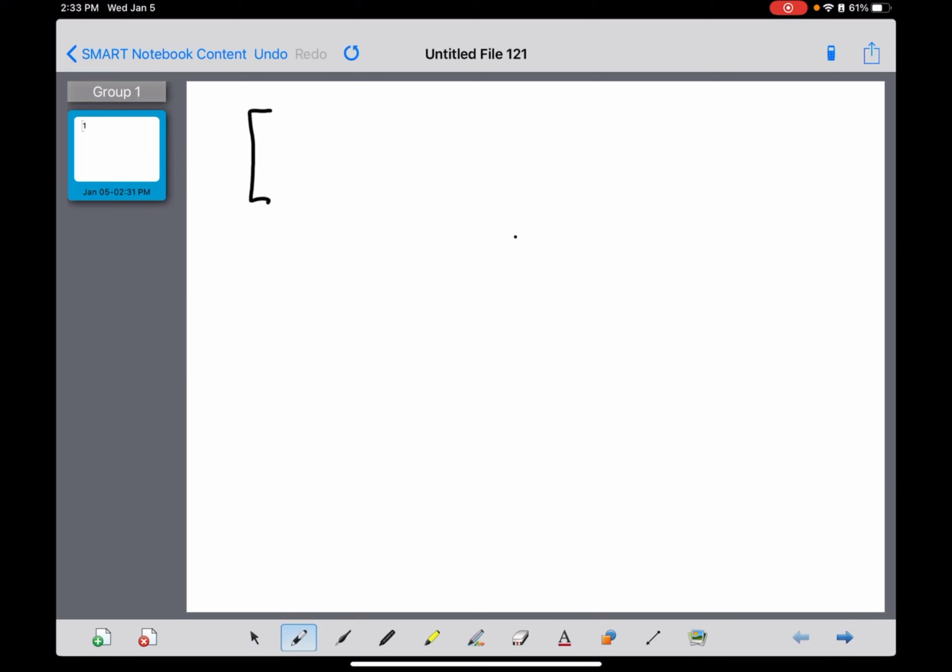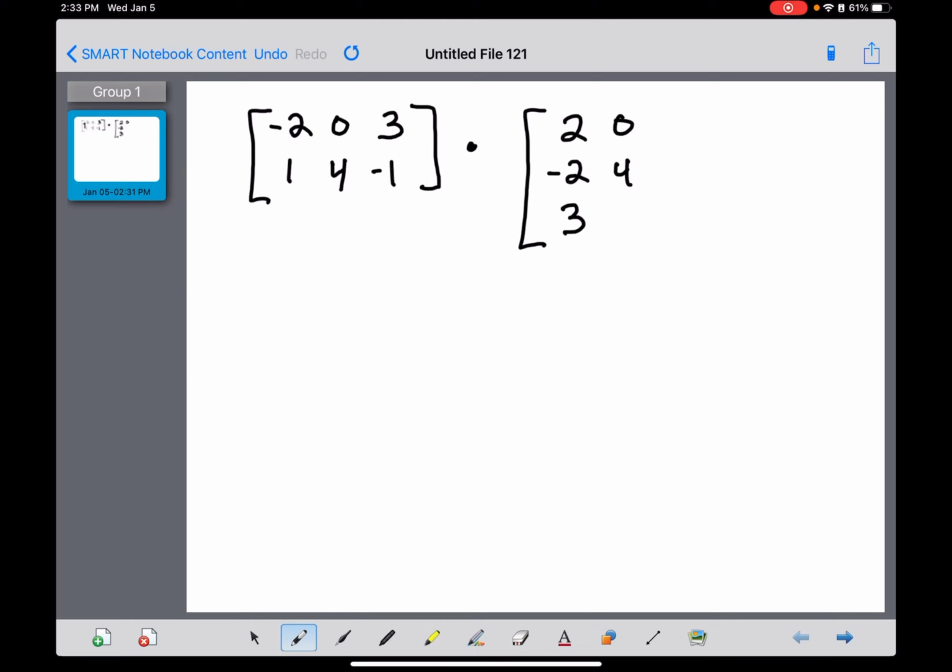Let's go with -2, 0, 3, 1, 4, -1. We're going to take that times 2, -2, 3, 0, 4, and 1. So we've got two matrices that we're going to multiply together.